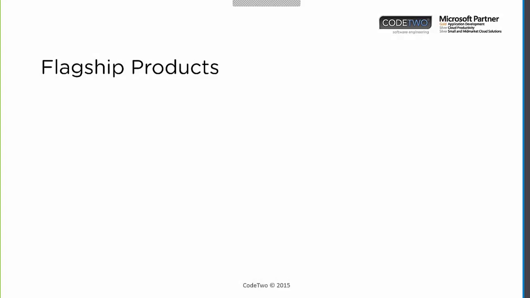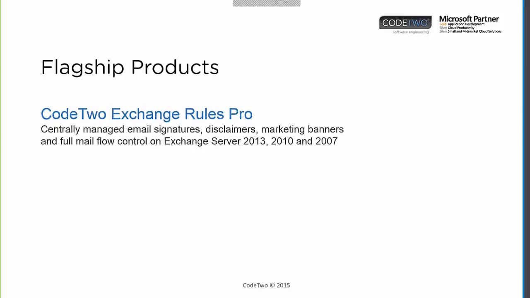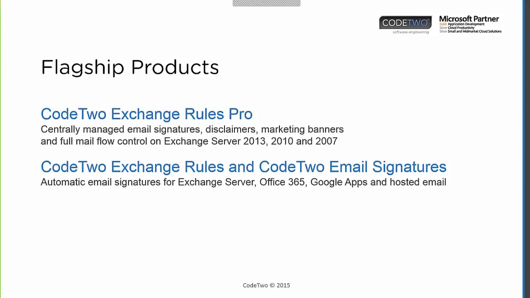Okay, let's talk about the flagship products. I'd like to mention 4 of them. The first one is Exchange Rules Pro. It's a tool for centrally managing email signatures, disclaimers, banners, but also the entire email flow that goes around your Exchange Server 2013, 2010, and 2007. The next one on our list is the shorter version of the previous solution, Exchange Rules and CodeTwo Email Signatures, which basically concentrates on managing signatures for Exchange Server and Office 365, also Google Apps and hosted platforms.